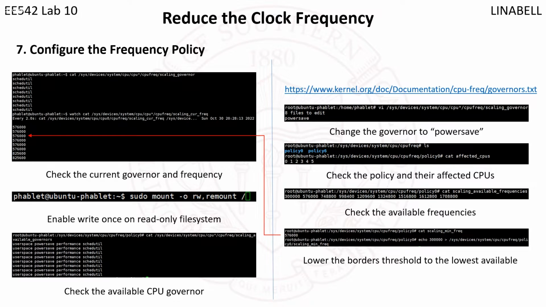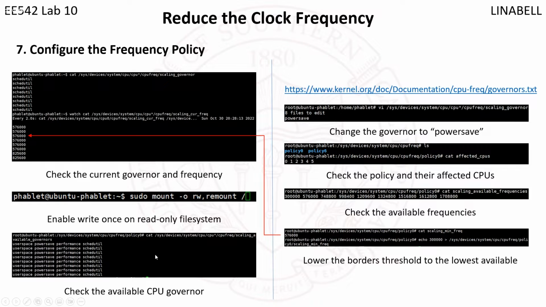We reduce the clock frequency by changing the content of some files. To check the current frequency of the cores, we can use the command on the left side. Since we are going to change the files of the Ubuntu Touch, which is a read-only file system, we need to enable the write permission by the command in the second picture.